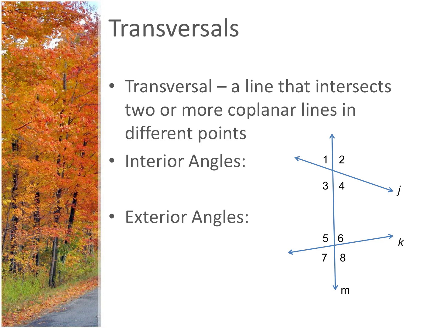And a transversal is a line that intersects 2 or more coplanar lines in different points. So my transversal is this line M that's going down here, that's vertical. My 2 coplanar lines are lines J and K. Once this transversal intersects the 2 coplanar lines, it creates 8 angles. And I've numbered them 1, 2, 3, 4, 5, 6, 7, and 8.